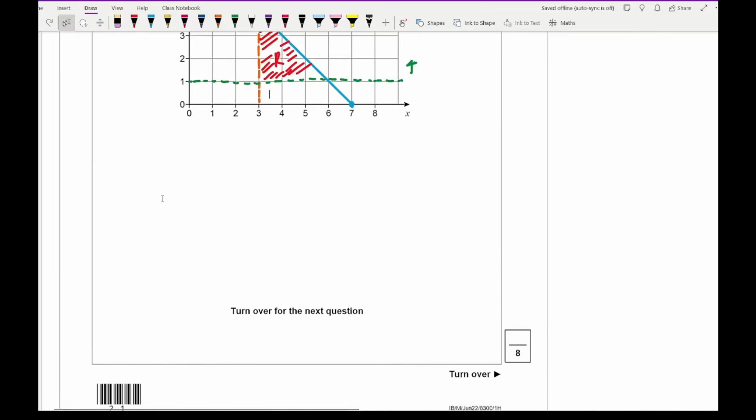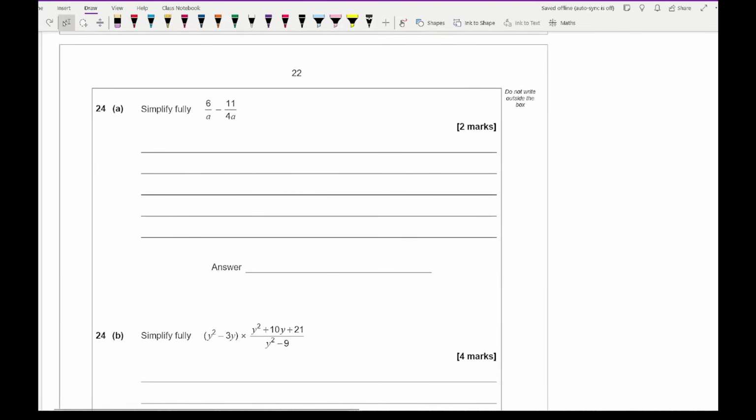There we go. Moving on to question 24, it says simplify fully. So here we need to get a common denominator. So I multiply this first fraction by 4. So I get 24 over 4a minus 11 over 4a, which then gives me 13 over 4a. And there is my final answer.